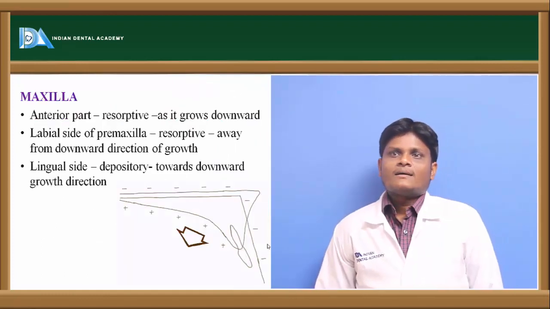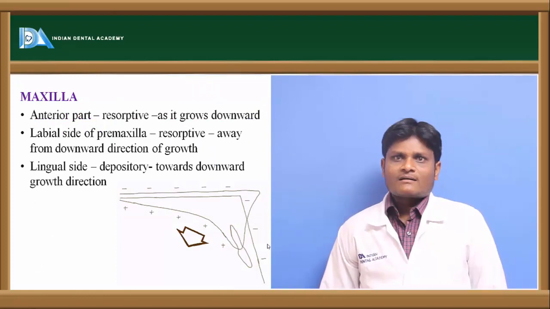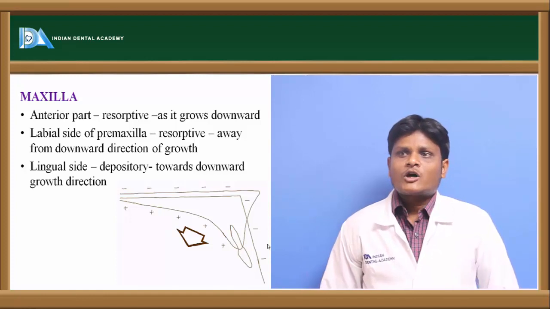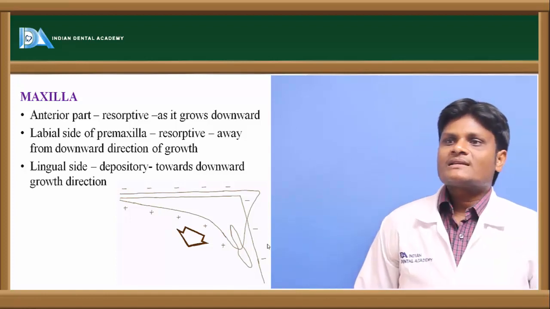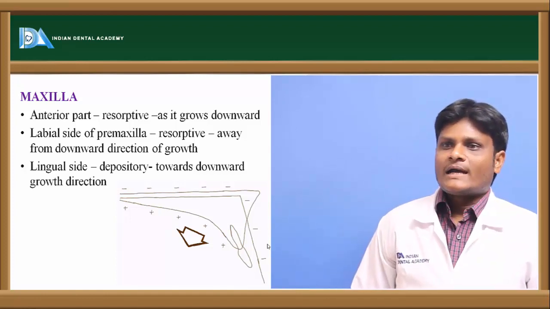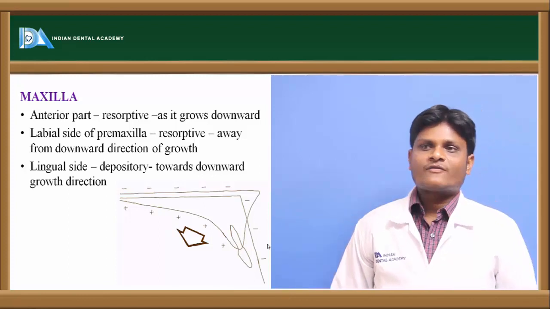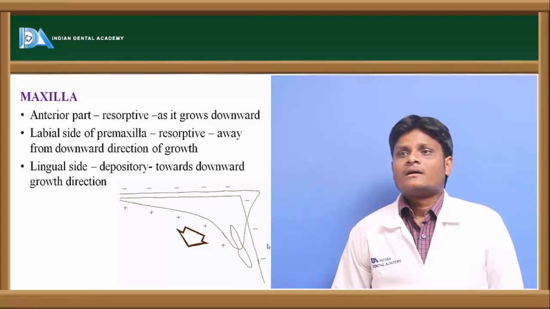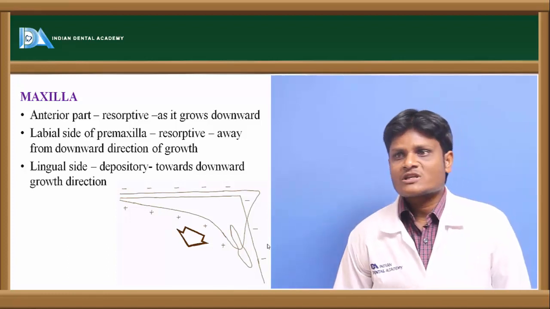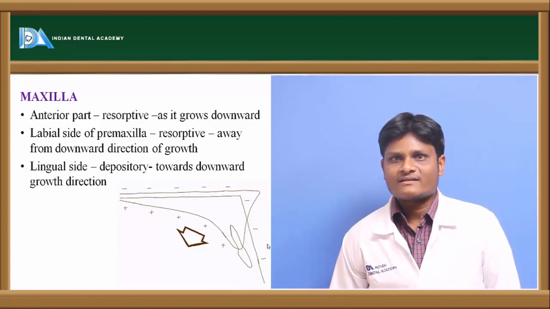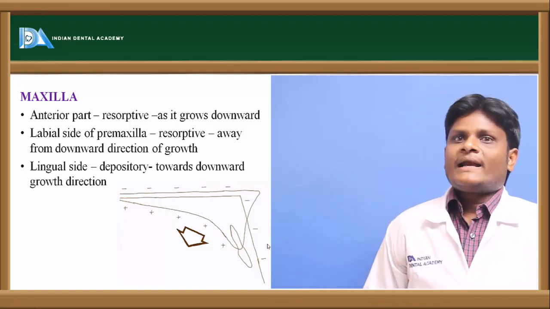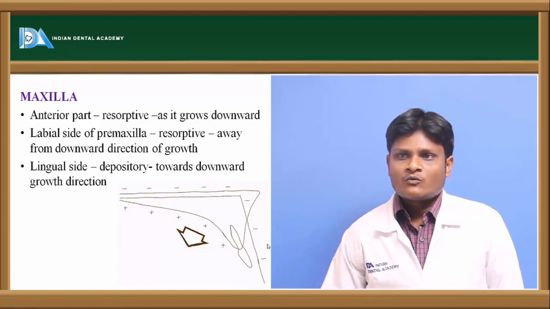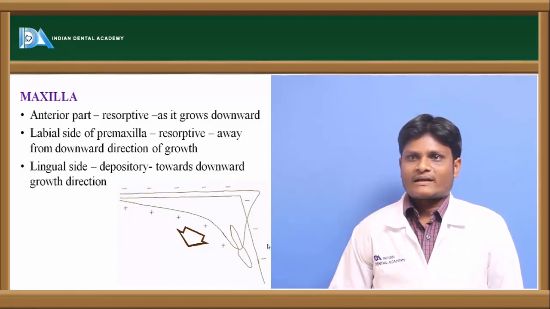When we consider the maxilla and relate its growth to the expanding V principle, resorption occurs on the superior surface of the maxilla and deposition occurs on the inner surface of the palate. That is, resorption on the nasal side of the palate and deposition on the oral side of the palate. As a result, the palate, or the roof of the oral cavity, will shift in a downward and backward direction.